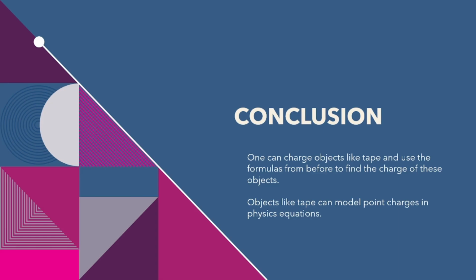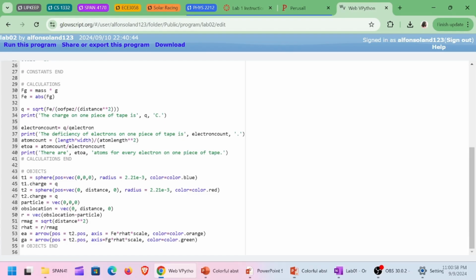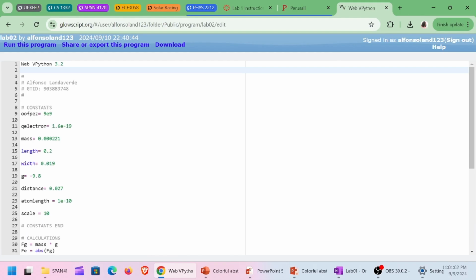And then conclusions, thank you for listening. Apologies for being me with this stuff. But conclusion: one can charge objects like tape and use the formulas from before to find the charge of these objects. So we can use Coulomb's law and other things to, oh, by this point I should have shown you the code. Oops. So let's see some differences in our code before we get to the conclusion.